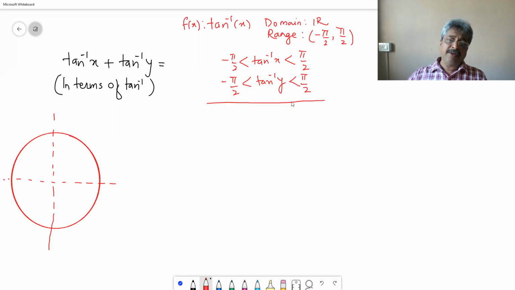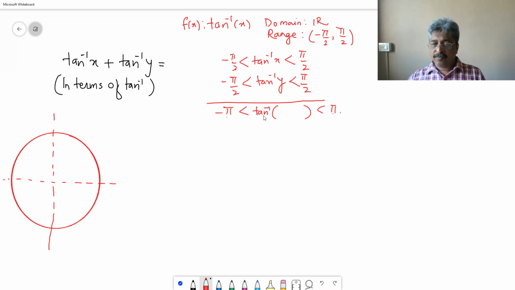So if we add the inequalities, we get minus pi is less than the sum of the angles, which is less than pi. We are supposed to find this angle in terms of tan inverse. So this angle is between minus pi to pi. However, you are taking tan inverse of this quantity, and therefore this quantity is supposed to be between minus pi by 2 to pi by 2.